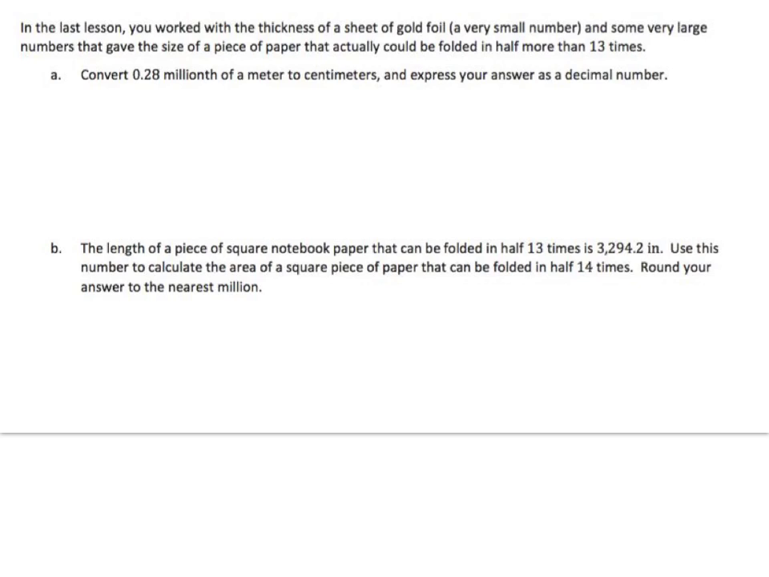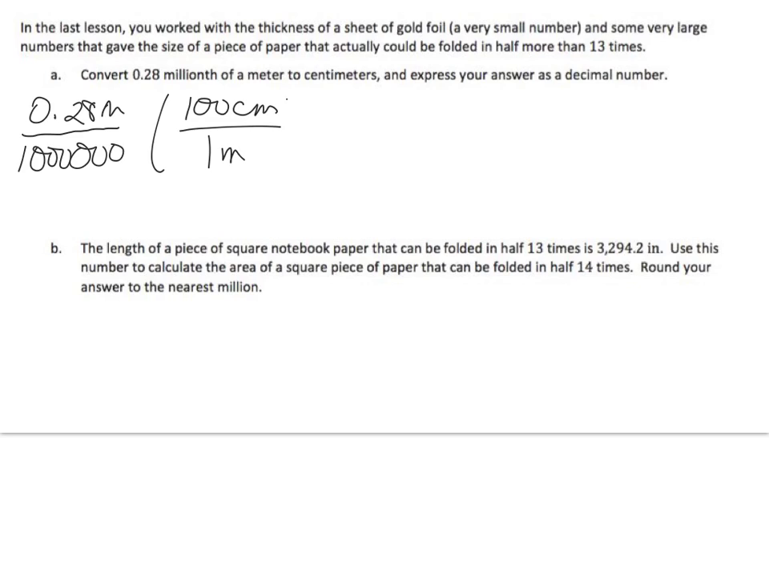I always have used what I was taught was like ladders to figure out how to do this, so I'll just go through it. So 0.028 millionth of a meter, so that would be 0.028 over 1 million, 1, 2, 3, 4, 5, 6 zeros, and that's meters. And I'm going to multiply that by 100 centimeters over 1 meter, because I can cancel the meters out and I'm left with centimeters on the top. I don't know, that's just how I've always learned it.